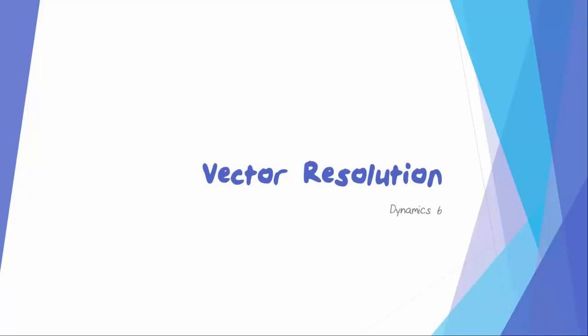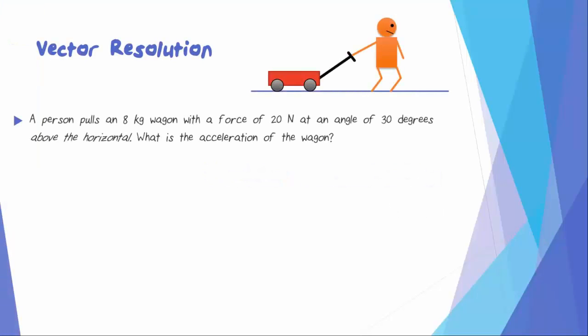This lesson is about vector resolution. Let's say that we have a person pulling an 8-kilogram wagon with a force of 20 newtons at an angle of 30 degrees above the horizontal. What would the acceleration of the wagon be? Well, let's start with a free body diagram. We have the 8-kilogram wagon and a 20 newton force at an angle of 30 degrees above the horizontal. That dashed line just represents what horizontal would be.